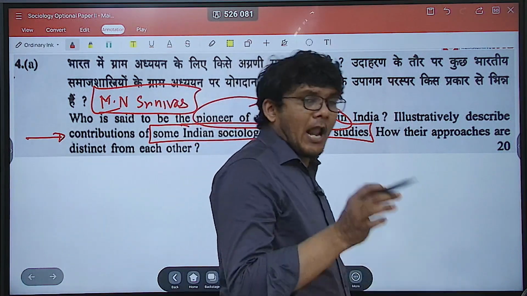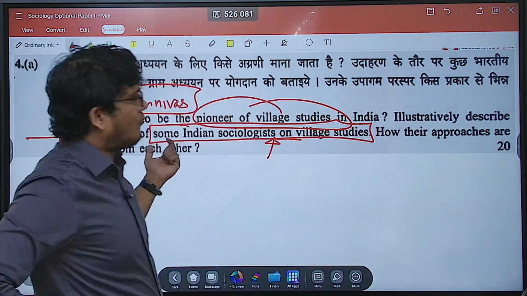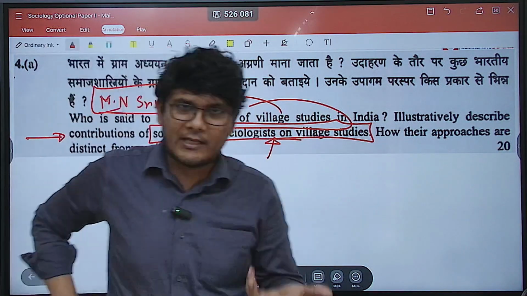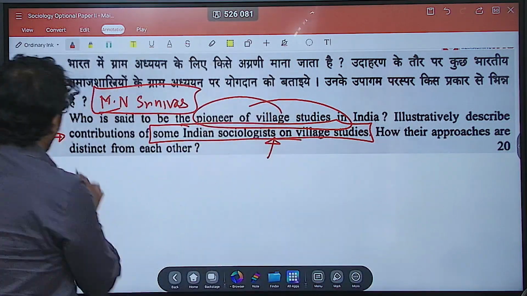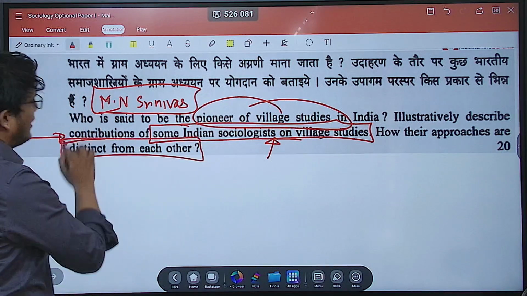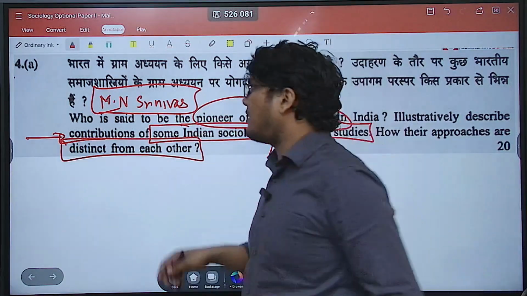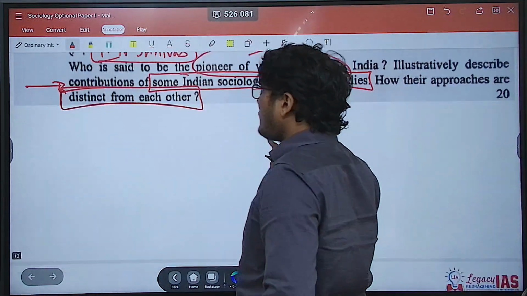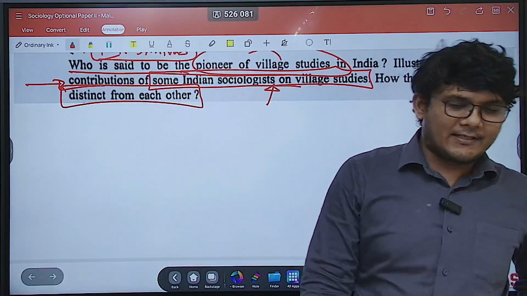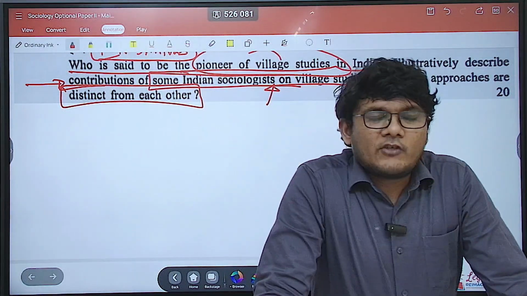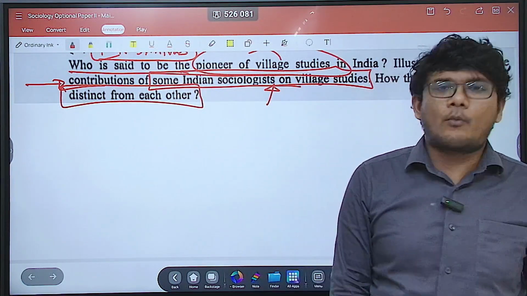Now, along with it, as you do that, certain times the part of the question would be different, but you can address them together. What the question further says is, how their approaches are distinct from each other. So you can do both the things together in one. Let us see how we will go about it. First of all, who is said to be the pioneer of village studies in India? Just don't write directly the name. Just describe a bit, talk about him and his study, and along with that mention the name.